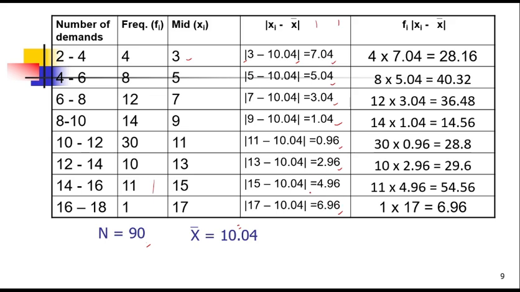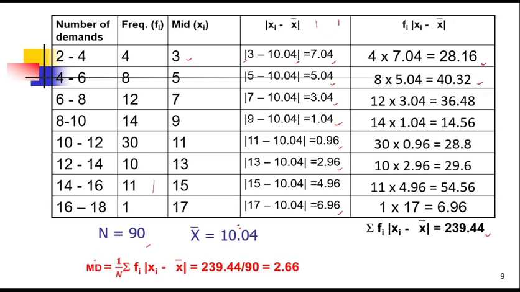We don't need to find the total of this column, but we proceed forward with multiplication: 3 into 7.04. For this computation you require the support of at least a mechanical calculator. So 4 into 7.04 is 28.16, 8 into 5.04 is 40.32. Like this we go on, and for each term we multiply with the corresponding frequency and we get these values. Once we get this, we take the summation of this column: summation fi |xi minus x bar| equals 239.44.